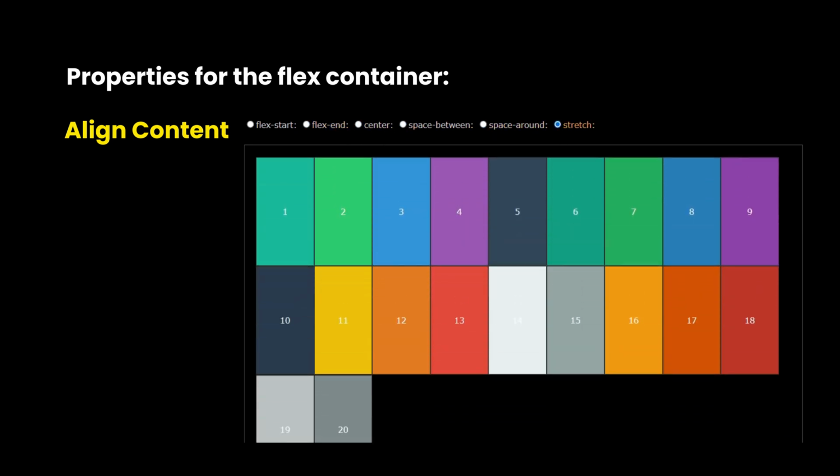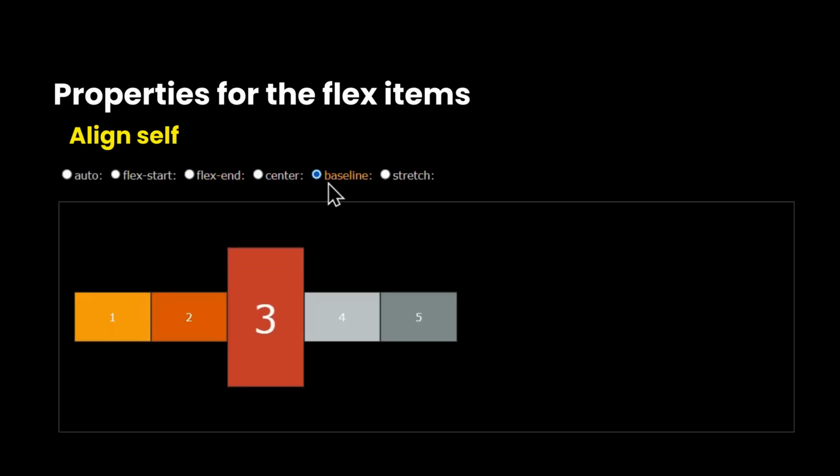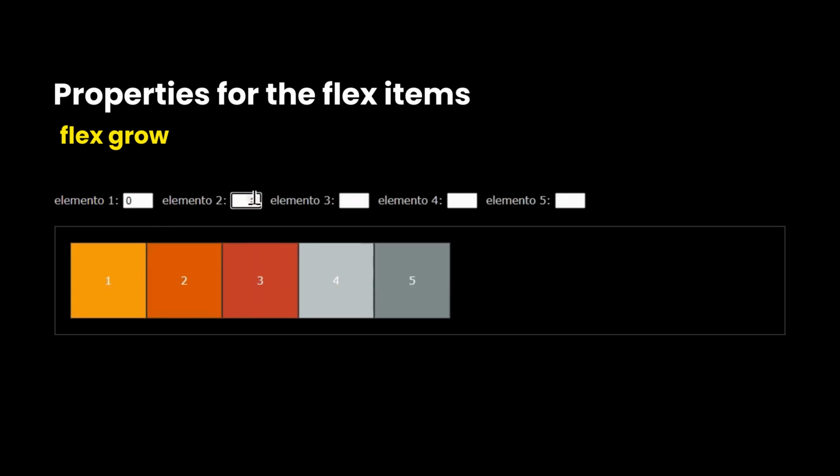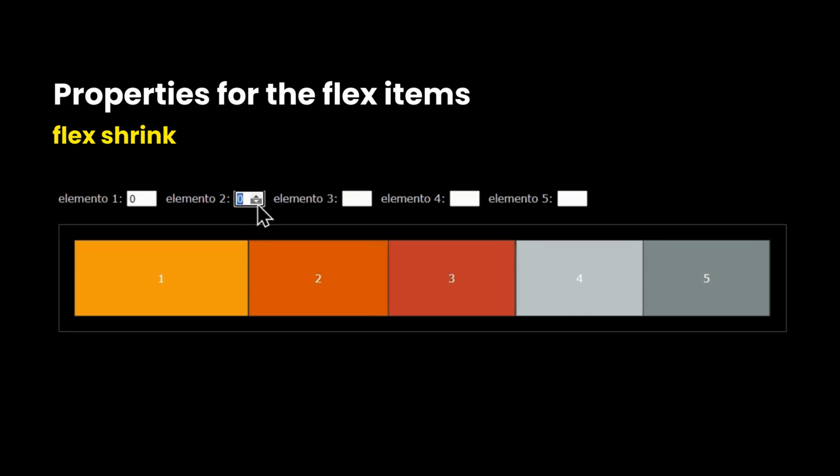Another one is the properties on the flex items. Align self can be used for alignment of one of the items inside a flexible element. Flex grow specifies how much the item will grow relative to the rest of the flexible items. Flex shrink is similar to flex grow, but it specifies how the item will shrink relative to the rest of the items inside the same container.